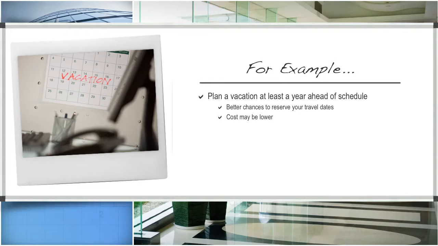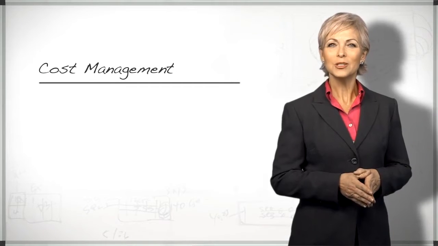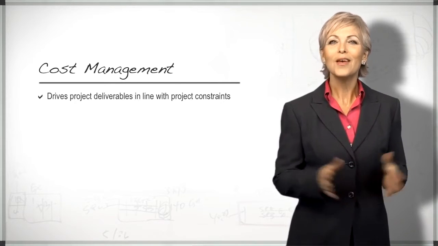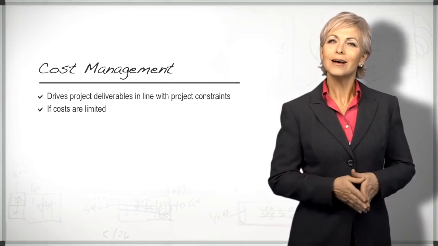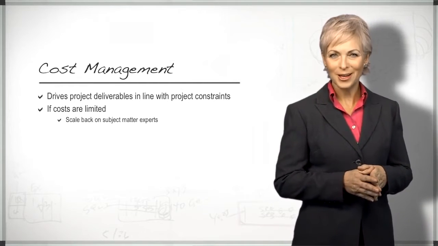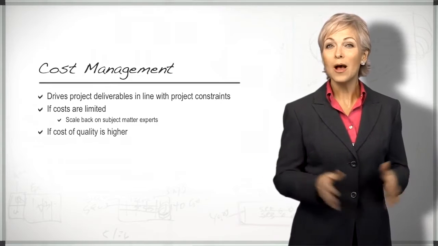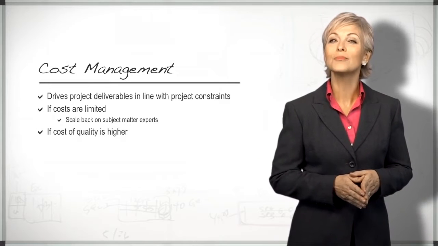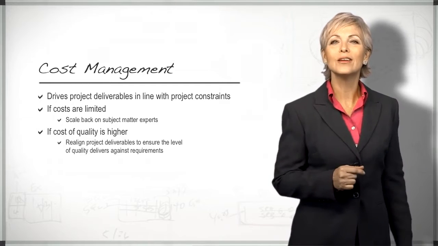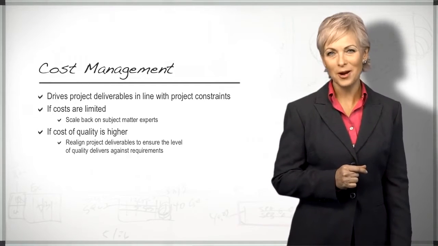Vacations are just one example where cost factors into the planning process and impacts deliverables. Cost management drives project deliverables in line with project constraints. For example, if project costs are limited, a project manager may have to scale back on subject matter experts. If the cost of quality is higher than expected, the project manager needs to realign project deliverables to ensure the level of quality delivers against requirements.